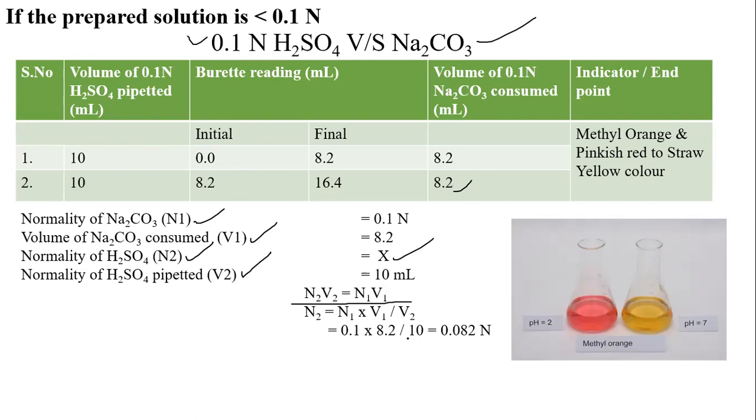This 10 is nothing but how much amount of ml you have pipetted, 10 ml. And here you can ask my question, so we have used 20 ml. No, we should not. For calculating the concentration, you have to put only one titrate value, 10 ml. We will use the double, 20 ml, in later calculations. So coming to the calculation, 0.1 into 8.2 divided by 10 is equal to 0.82 normality.